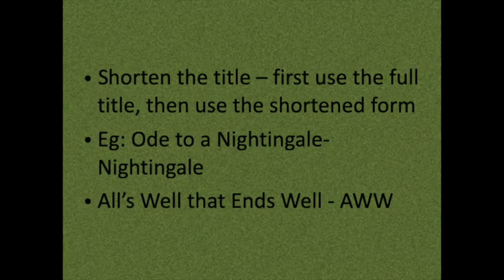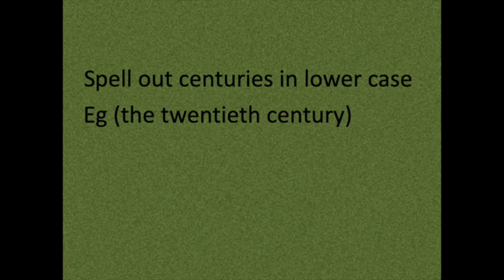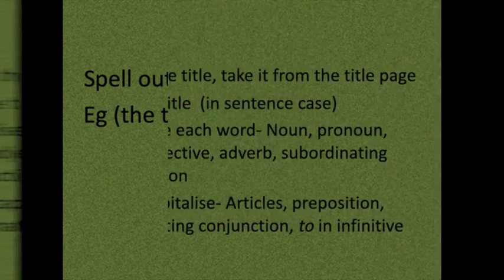In the case of the title of works, you have the freedom to shorten. First use a full title, then you can use a shortened form. For example, Ode to Nightingale, instead you can use Nightingale. All is well that ends well. In subsequent cases, you can use AWW. When you record centuries, you may spell out in lowercase.